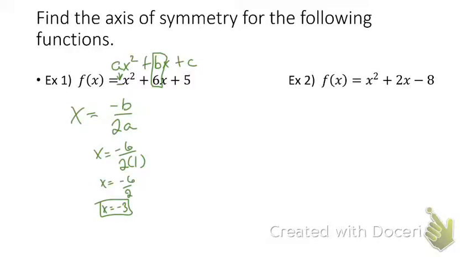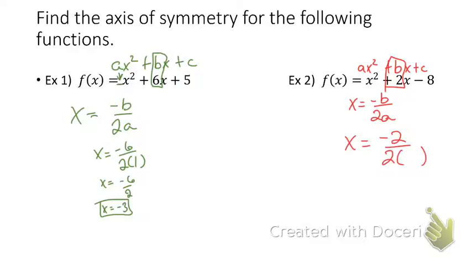On example 2, we have x squared plus 2x minus 8. Again, we're looking for ax squared plus bx plus c. We're going to use our formula negative b divided by 2 times a. In this case, b would be 2. So I've got negative 2 divided by 2 times a. A is missing just like earlier, so that would be 2 times 1. So negative 2 divided by 2 would be x equals negative 1. So go ahead and save that. We're going to need that here in just a moment for example 4.